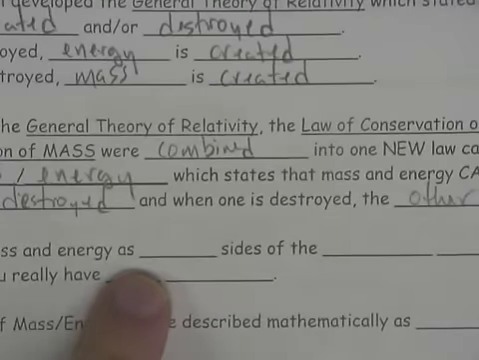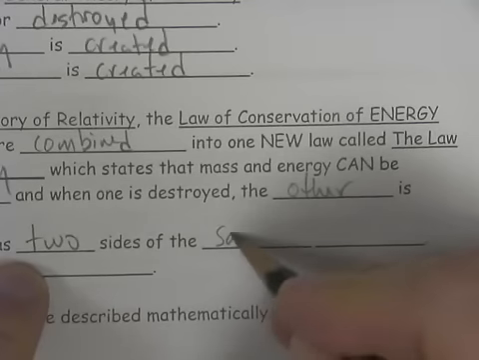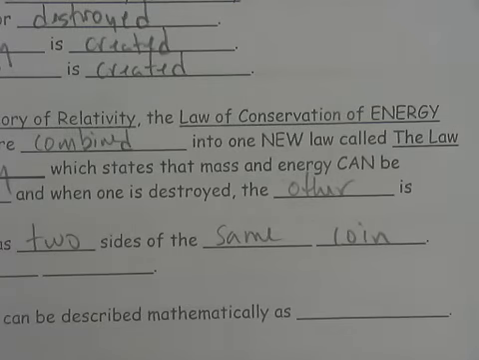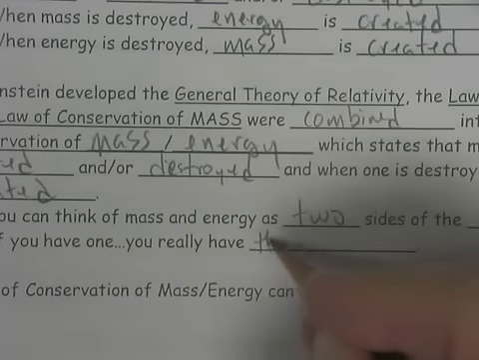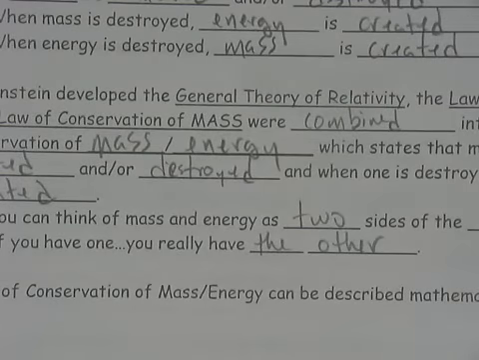You can think of mass and energy as two sides of the same coin. If you have one, you really have the other. That's the best analogy I can think of. If you have mass, you really have energy, and if you have energy, you have mass, because if you have one, you can destroy and create the other. That's the way you want to think about it.